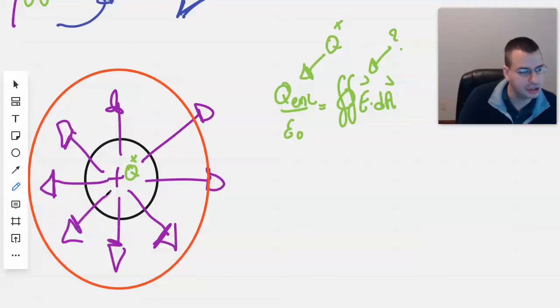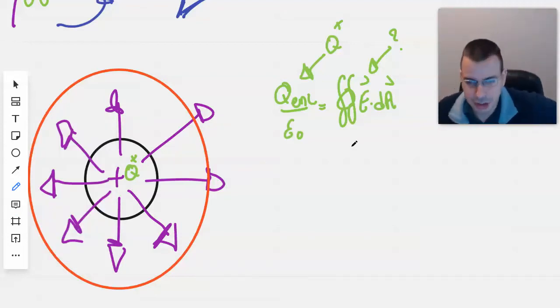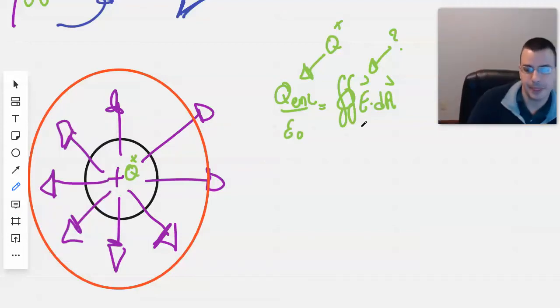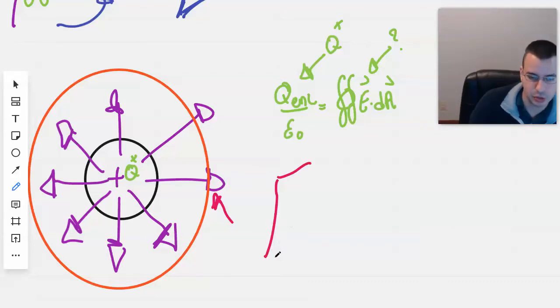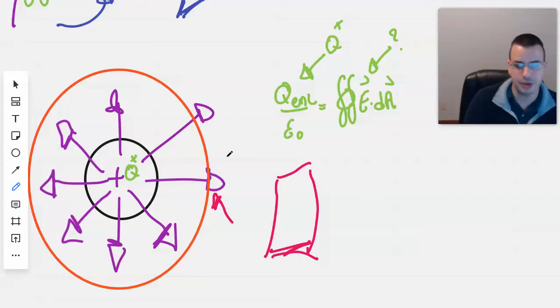Change colors to represent our change in train of thought. Okay, so then we want to look at the electric field. I'm going to zoom in right at this point. Draw kind of a square, kind of flat. So we zoom in and kind of turn it sideways.